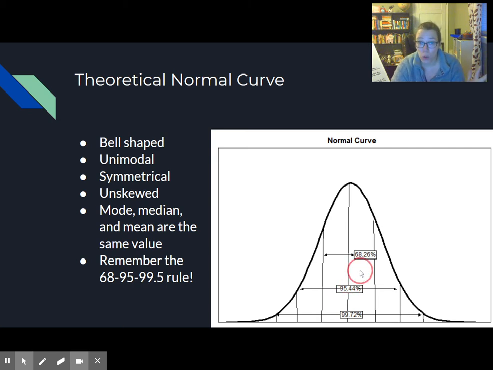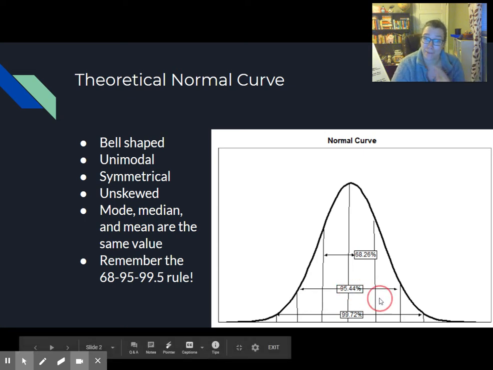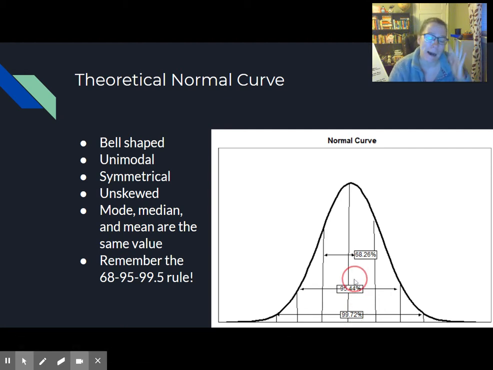And remember, with this normal curve, we can use that 68, 95, 99.5 rule, and we can be relatively certain that 68% of our sample is going to be within one standard deviation of the mean. Two standard deviations of the mean encompasses 95% of our sample, and three standard deviations away from the mean encompass about 99.5% of the sample. Sometimes you'll see it differently, like 99.7. Just sort of ignore that. We're going to go with 99.5.